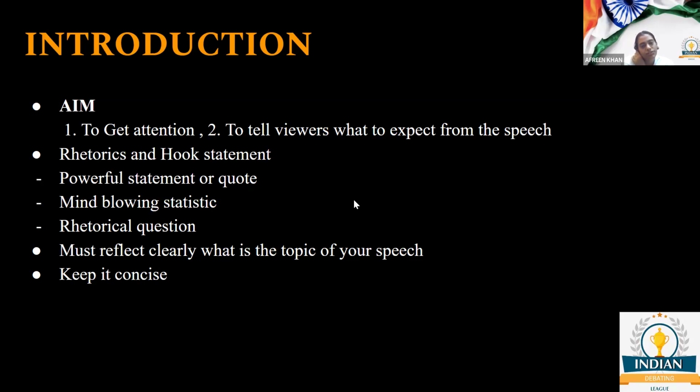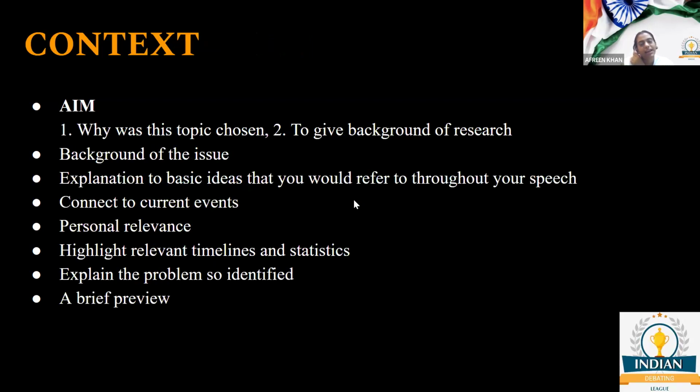Moving forward. Context. There are again two aims. One is to, remember when I told you that you have an ocean full of topics and you have to choose one? I think you also need to justify why you chose that topic in the first place. So why did that particular thing interest you more than the other things? Now, obviously, not to say that in your speech you're going to mention that the reason I chose this topic is XYZ, but to tell why this topic matters is something that you need to do in your context.